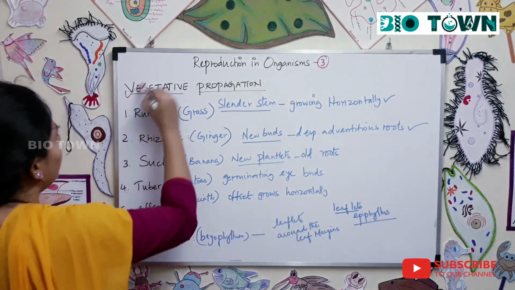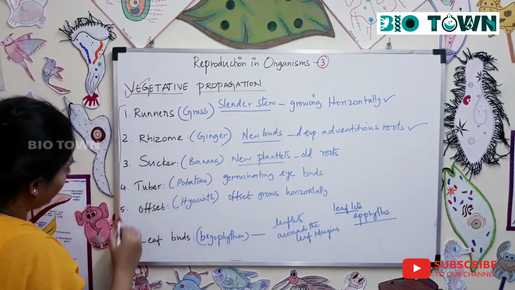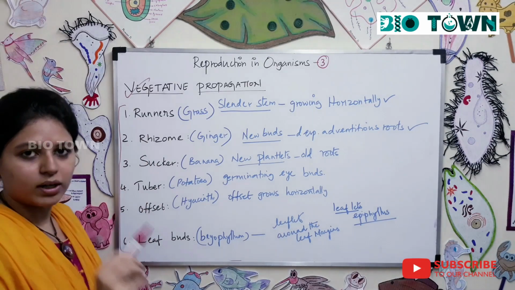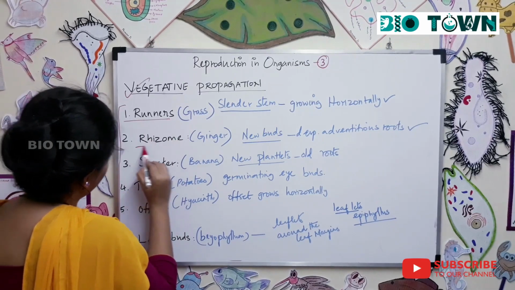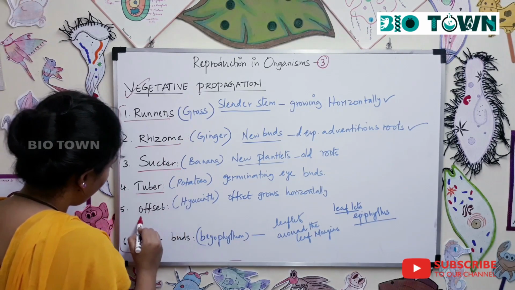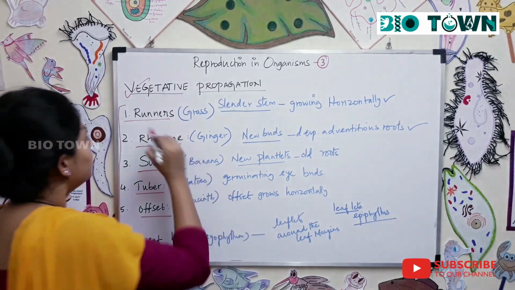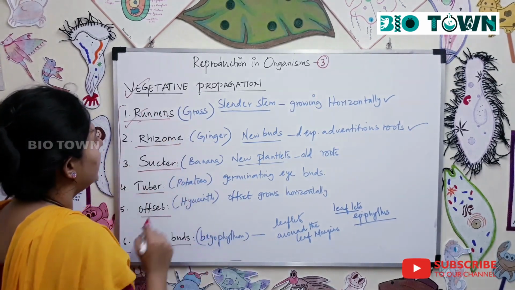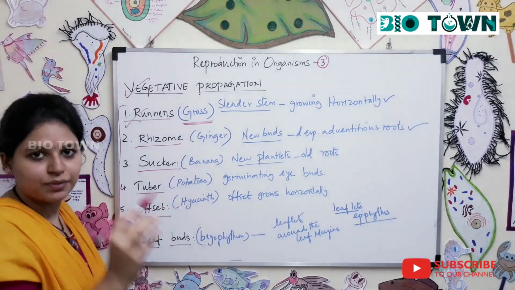Yes, we spoke about what is vegetative reproduction, and in today's class we'll deal with 6 important types of vegetative propagation: runners, rhizome, sucker, tuber, offset, and leaf buds. Alright, so first we'll talk about runners. Example, the plants from the grass family.